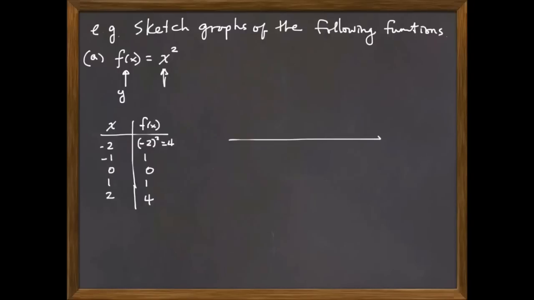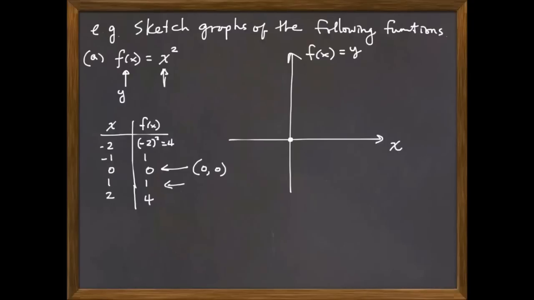Let's try. First, we lay down the coordinate system. Remember, this is going to be the x-axis, and this is going to be the y-axis, which is given by the f(x) value. We start with the point (0, 0). That's this point right here. This tells you that I have the point (0, 0) on the coordinate plane. So I'm going to first lay down that point.